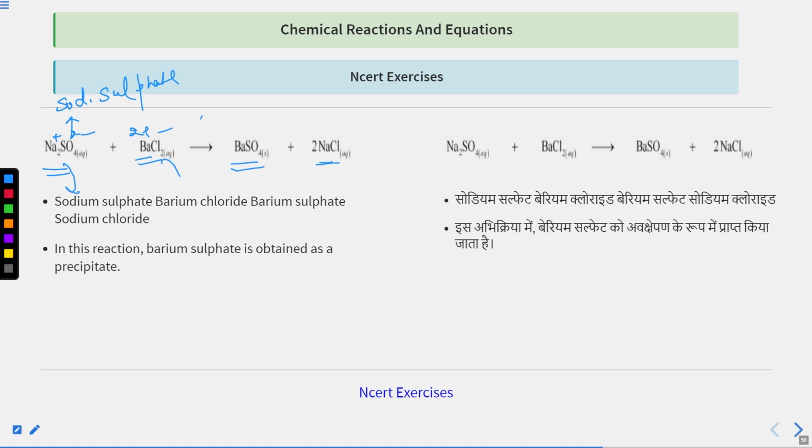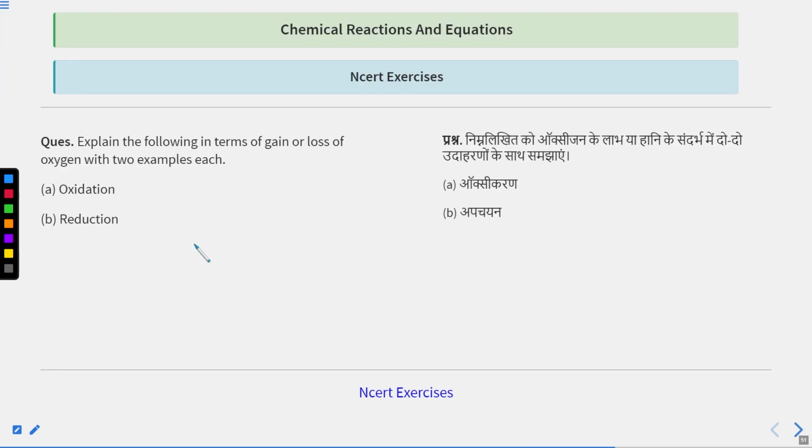So this is sodium sulfate, this is barium chloride, this is barium sulfate, and this one is sodium chloride. Next, in this reaction, barium sulfate is obtained as a precipitate. So this reaction is named as precipitation reaction.